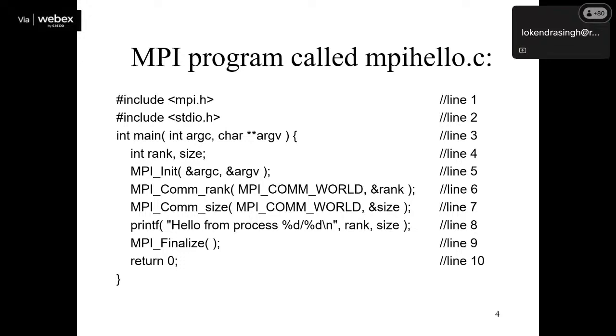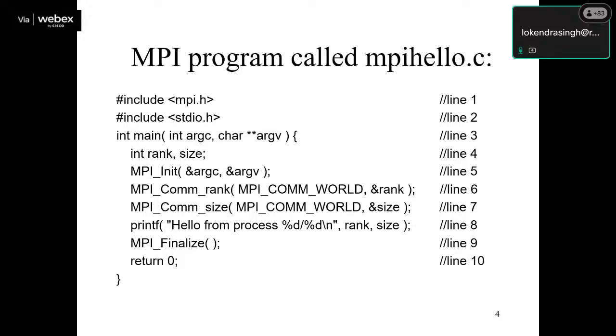Line 6, MPI_Comm_rank. It shows the number of processes in an environment. Next is the size of the MPI. It depends on your computer system. If your computer has i9, i7 or i5, depending on your current configuration, the size of the MPI depends on your system configuration. Then you can print hello from process.